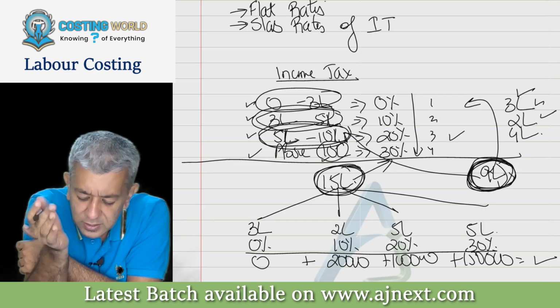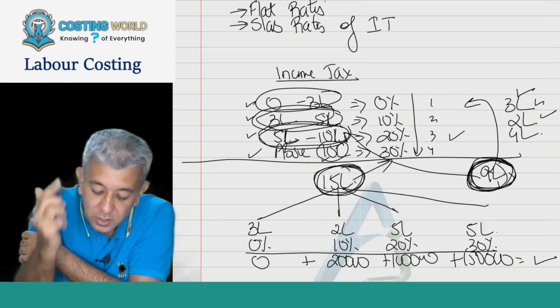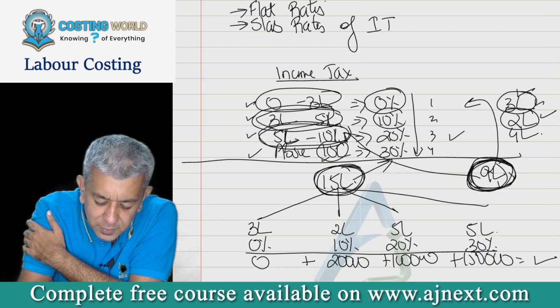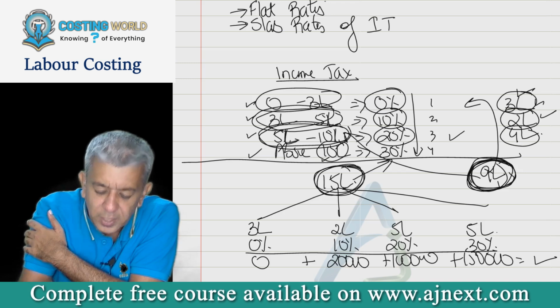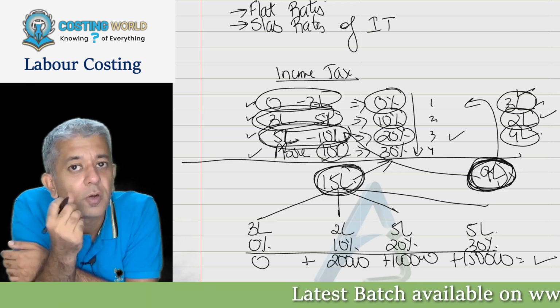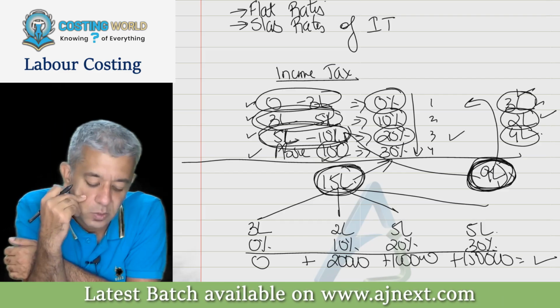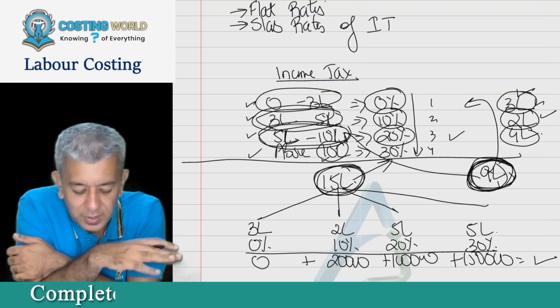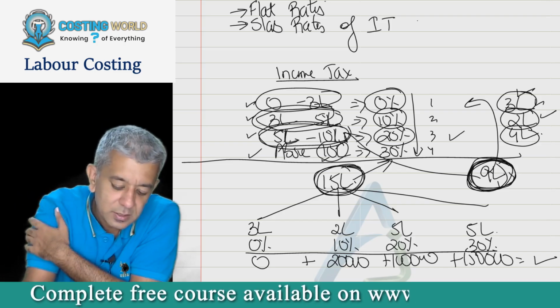Now, 9 lakhs, if you have to be computing the income tax, for this 3 lakhs it will be 0%. For this 2 lakhs, it will be 10%. For this 4 lakhs, it will be 20%, so on and so forth. That particular funda will be nothing but of which rates, beta? Slab rates.